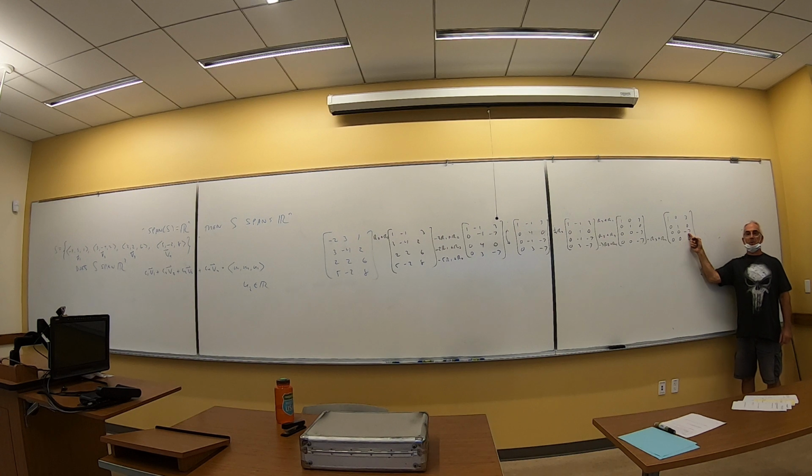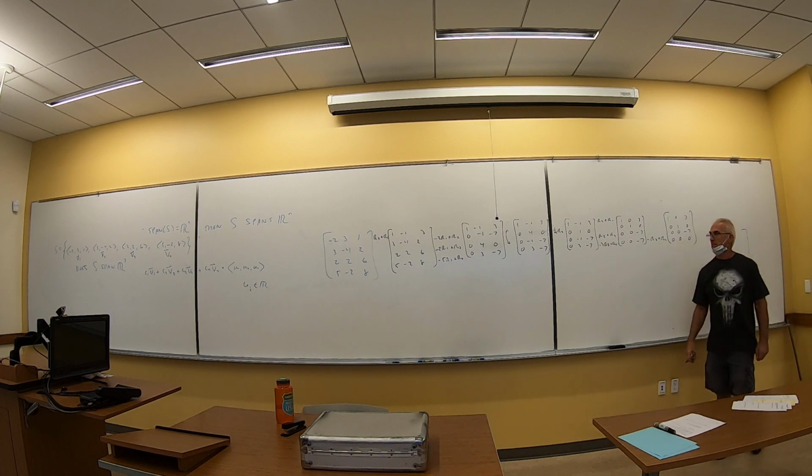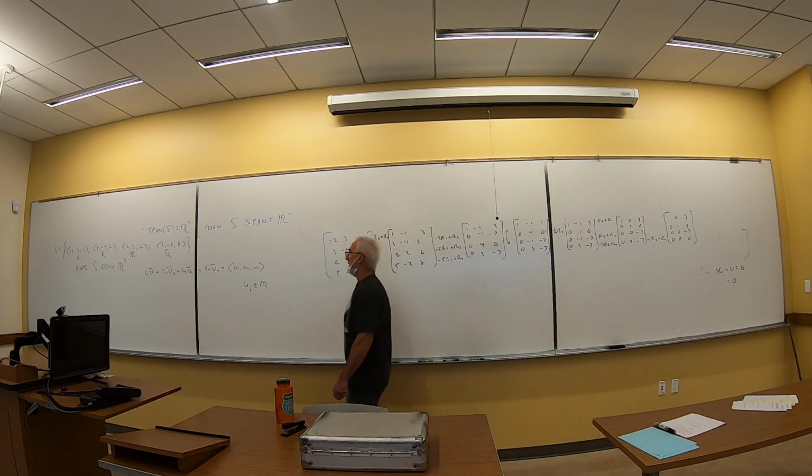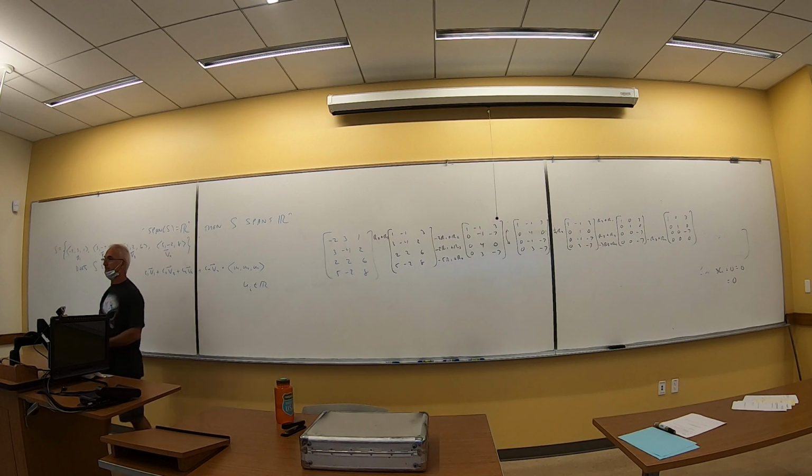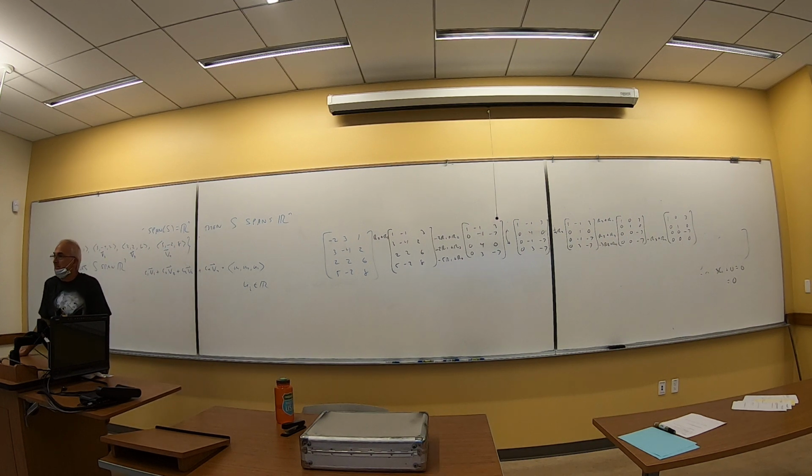Yeah, I can make that a 1, and then I can make that a 0, but I'm still going to have 3 non-zero rows. Do you agree? Mm-hmm. Does this set span R3? Yes, it does. Because when I did the row operations, only one of the vectors was a combination of the others.